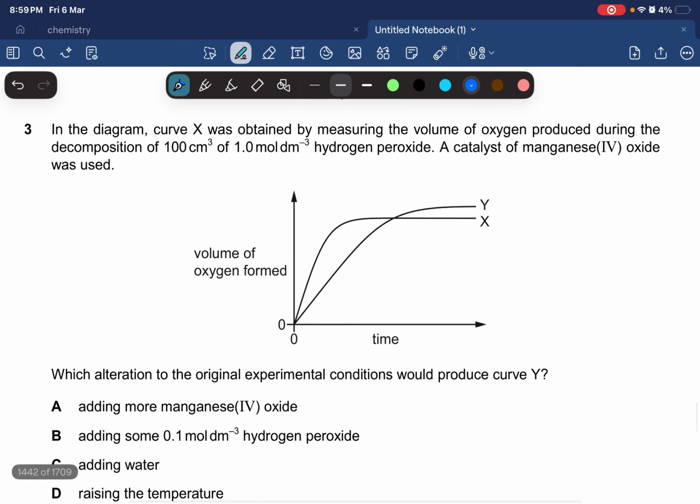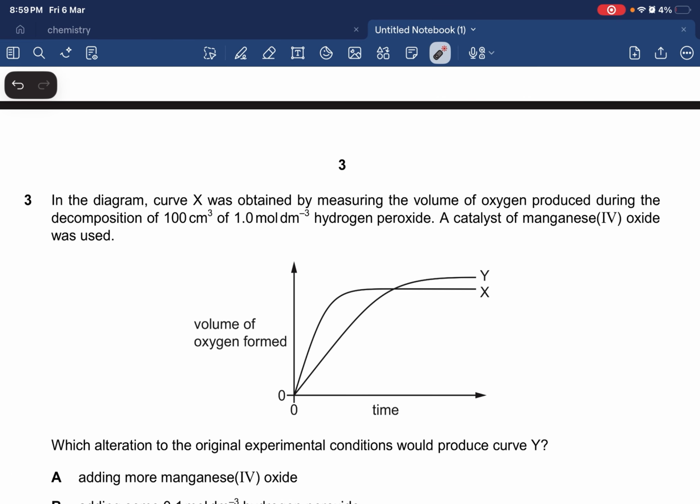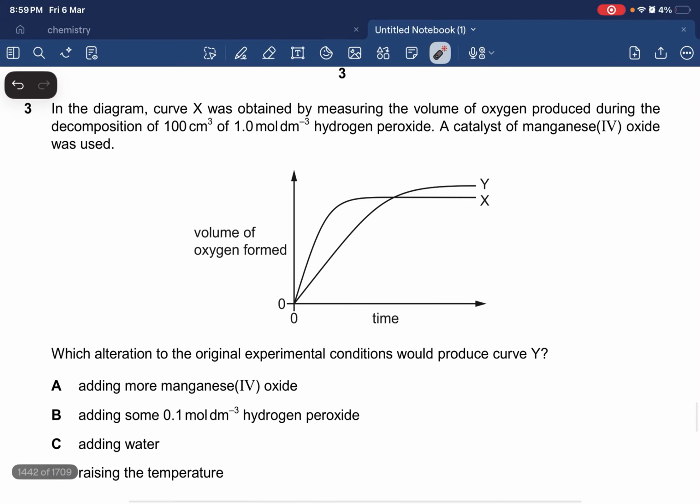That's so easy. Okay, in the diagram, curve X was obtained by measuring the volume of oxygen produced during the decomposition of 100 cm³ of 0.1 mol per dm³ hydrogen peroxide. A catalyst, manganese oxide, was used. Which alteration to the original experimental conditions would produce curve Y? Okay. So now for curve Y, first things first, the rate is slower. The gradient for curve X is steeper, the gradient for curve Y is smaller.